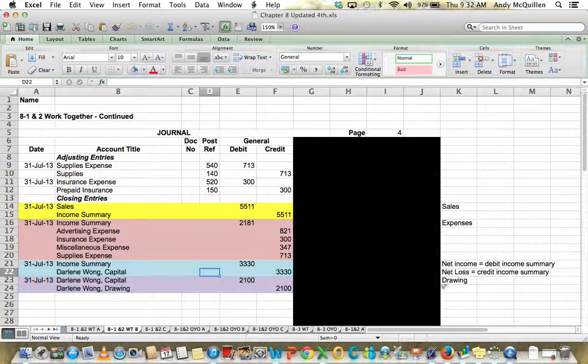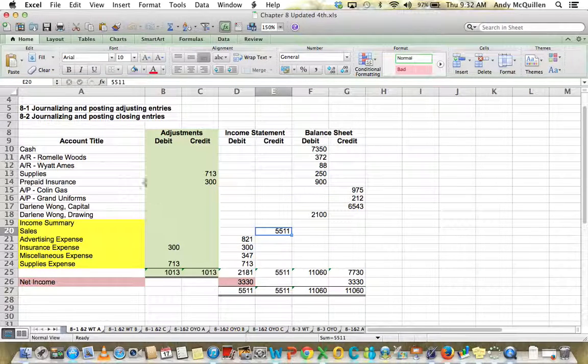And then the last account that we're going to close is drawing. Drawing is going to be credited because it's like an expense, and capital is going to be debited. Capital is a permanent account. Drawing is a temporary account. Expenses are temporary accounts, as are sales. Going back to part A, our cash, any of our assets, liabilities, and capital are going to be permanent accounts. The rest of them are temporary and are closed.